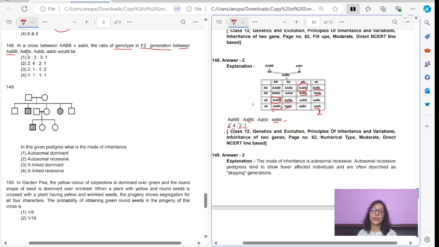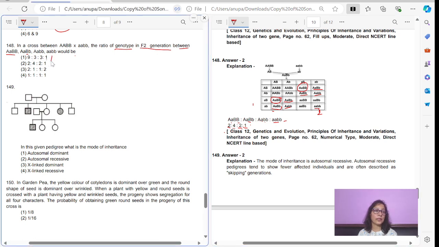So the ratio will be 2 is to 4 is to 2 is to 1. So let's check the options. The first option is 9 is to 3 is to 3 is to 1. This is wrong. The next option is 2 is to 4 is to 2 is to 1. This is right. So the answer for this question will be option number 2.